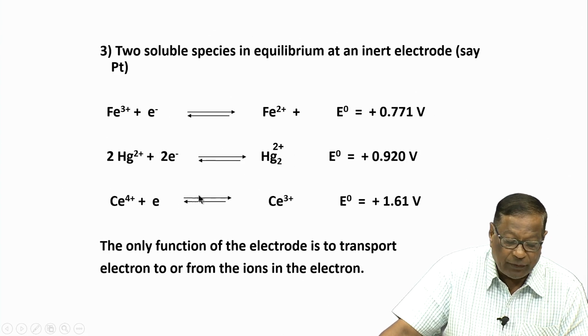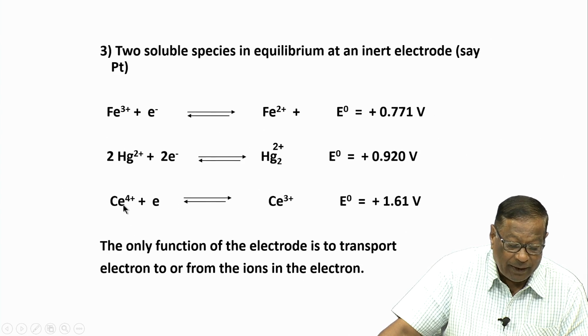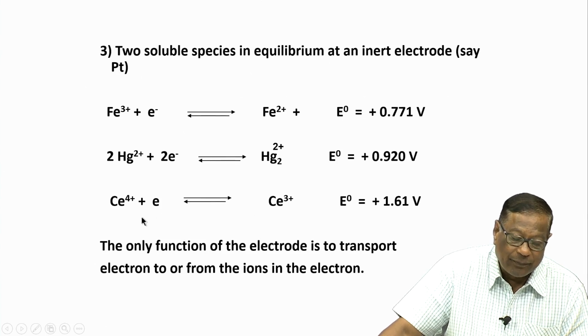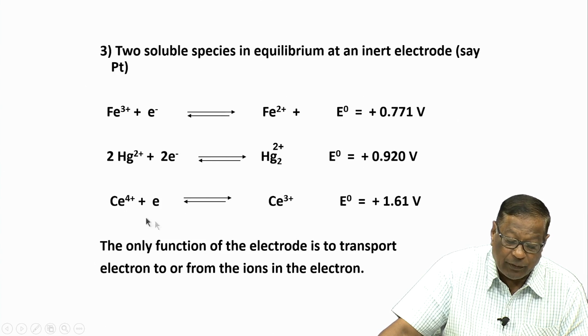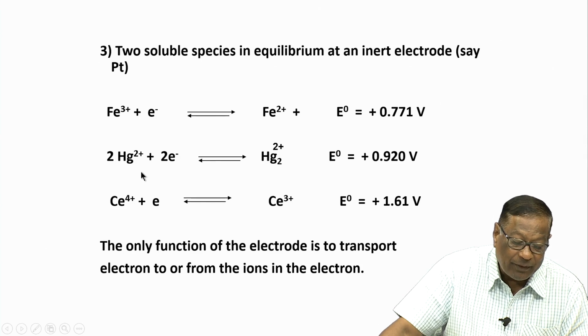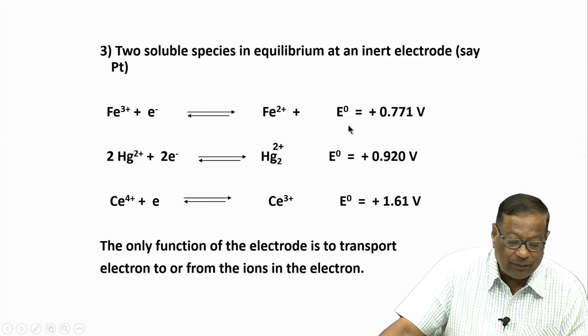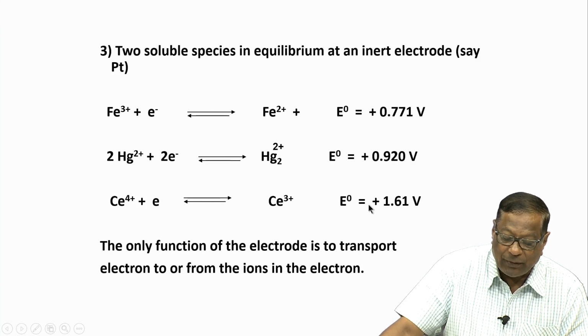So, 0.920, and here it is ceric to cerous. I told you, we are going to write everything as a reduction potential. So ceric to cerous is reduction, cerous to ceric is oxidation. Here we write everything as a reduction reaction, and the standard electrode potential with respect to the standard hydrogen electrode is 0.771, 0.920 and 0.161.